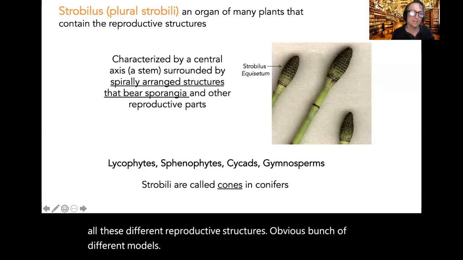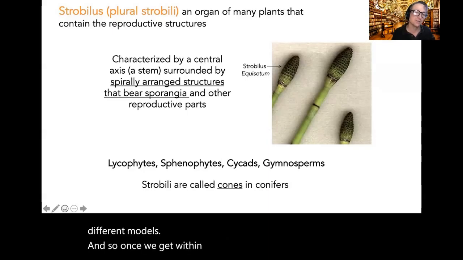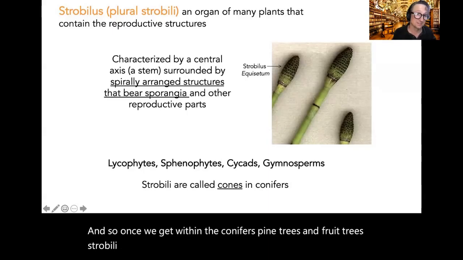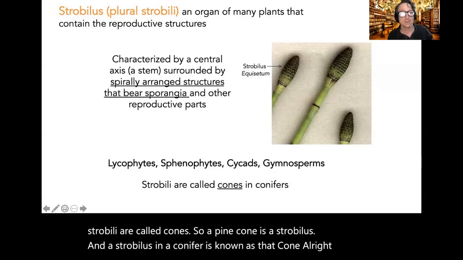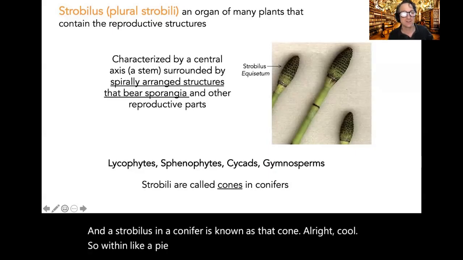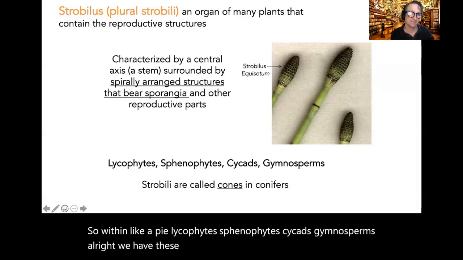Once we get within the conifers, pine trees and fir trees, strobili are called cones. So a pine cone is a strobolus, and a strobolus in a conifer is known as a cone. All right, cool. So within the lycophytes, sphenophytes, cycads, gymnosperms, we have these structures known as the strobolus.